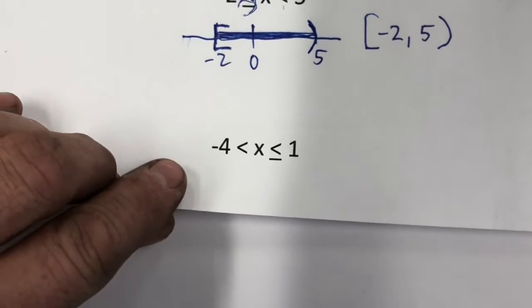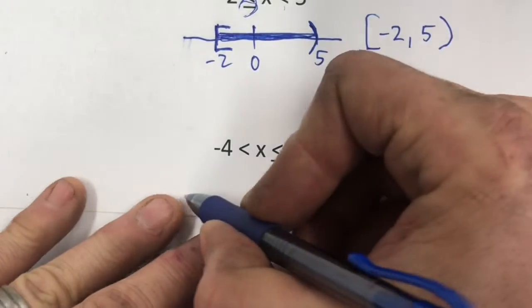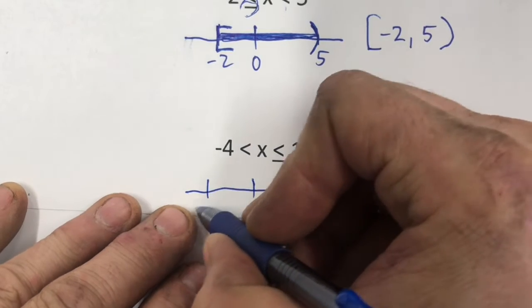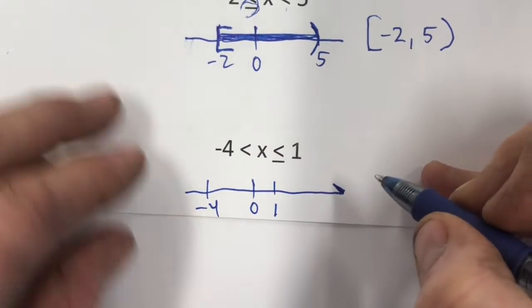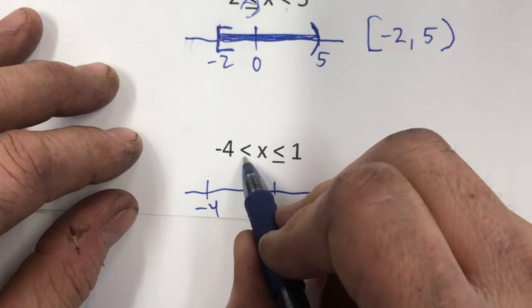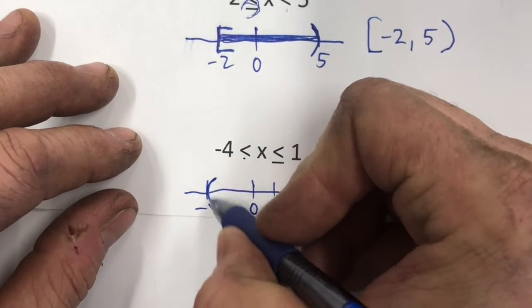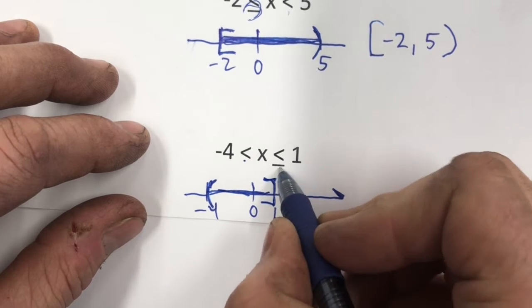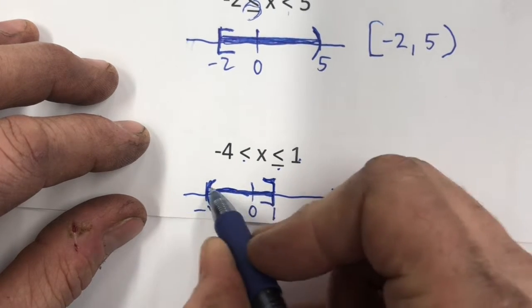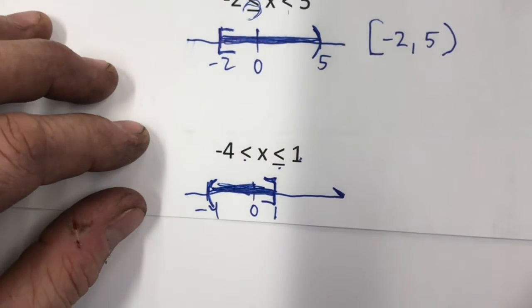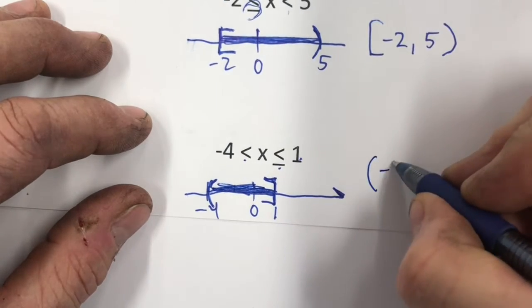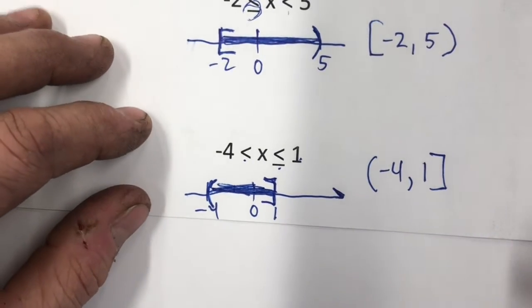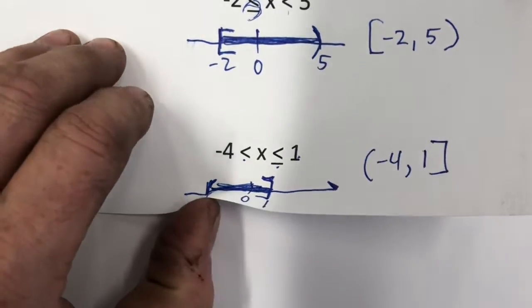Here's another one. My number line looks like this: here's 0, here's negative 4, here's 1. And you see negative 4, it does not equal negative 4, so I'm going to have a parenthesis, and it goes all the way to 1, and I'm going to have a bracket because it does equal the 1. And so there's what my graph will look like. And my interval will look like this: negative 4 is the low, 1 is the high, and I put a bracket. So that's plain and simple on how you graph these.